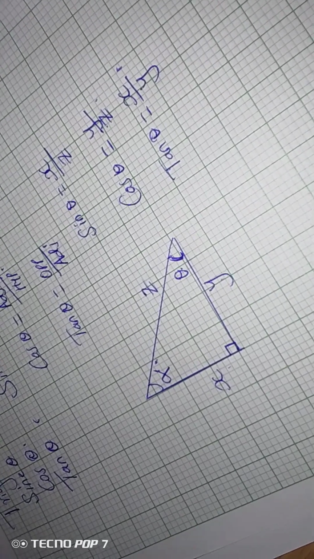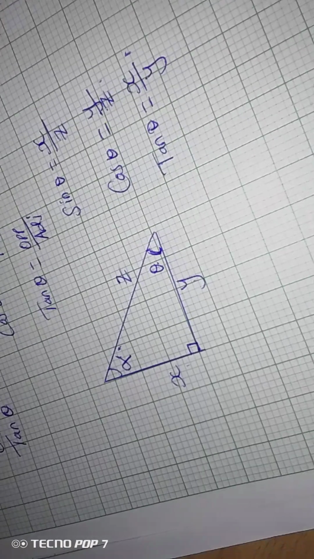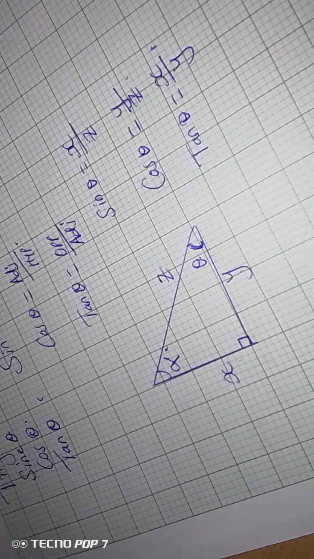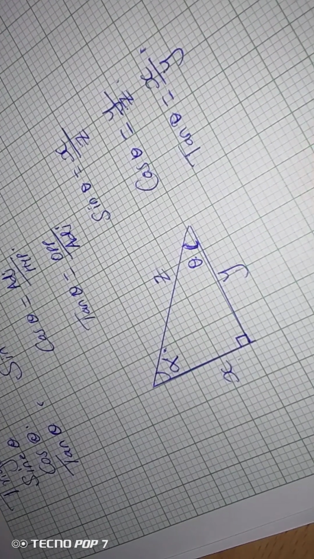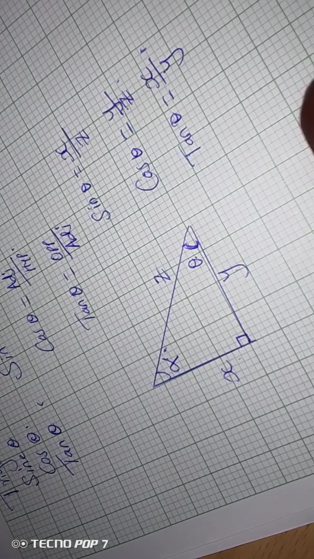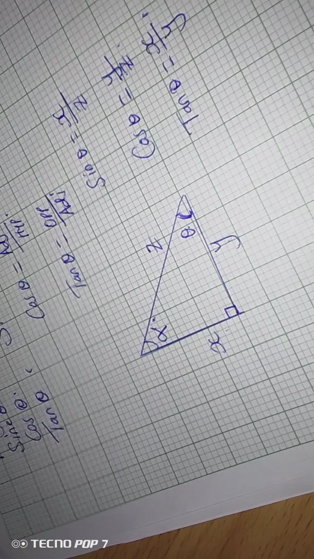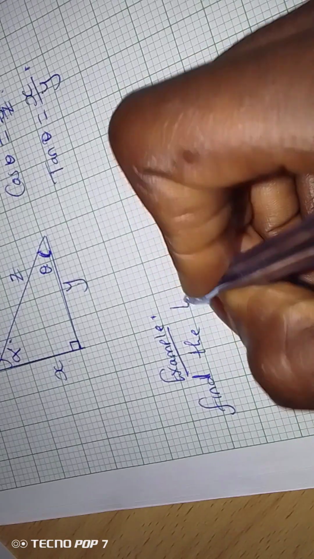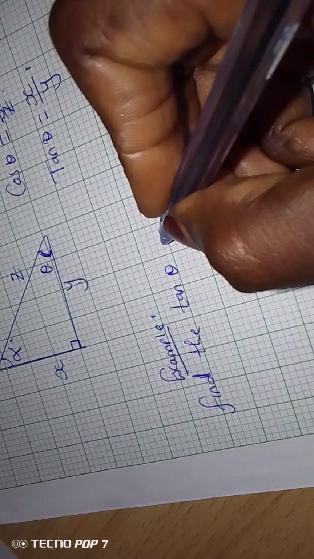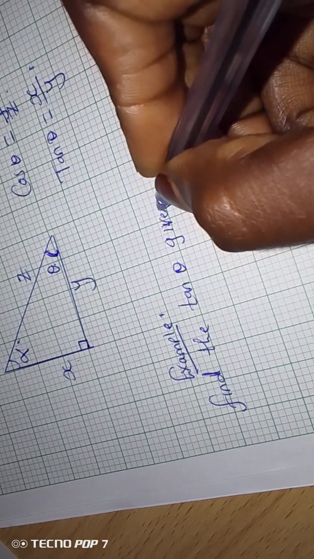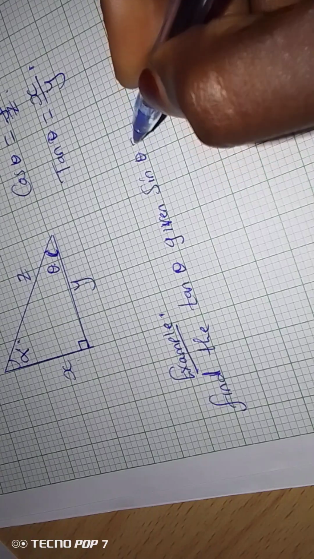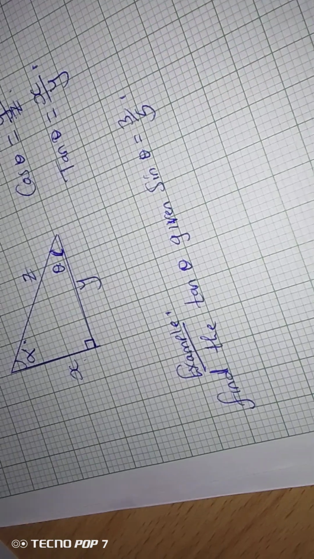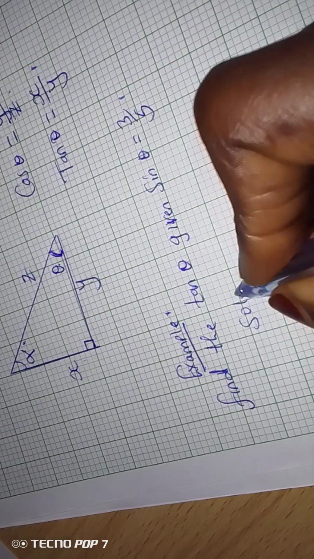Let's say, for instance, we have a question whereby we have been given the sine to be a given value, and then you are required to find the other trigonometric values. For example, find the tan of theta given the sine of theta is equal to 3 over 5. Let's have the solution here.